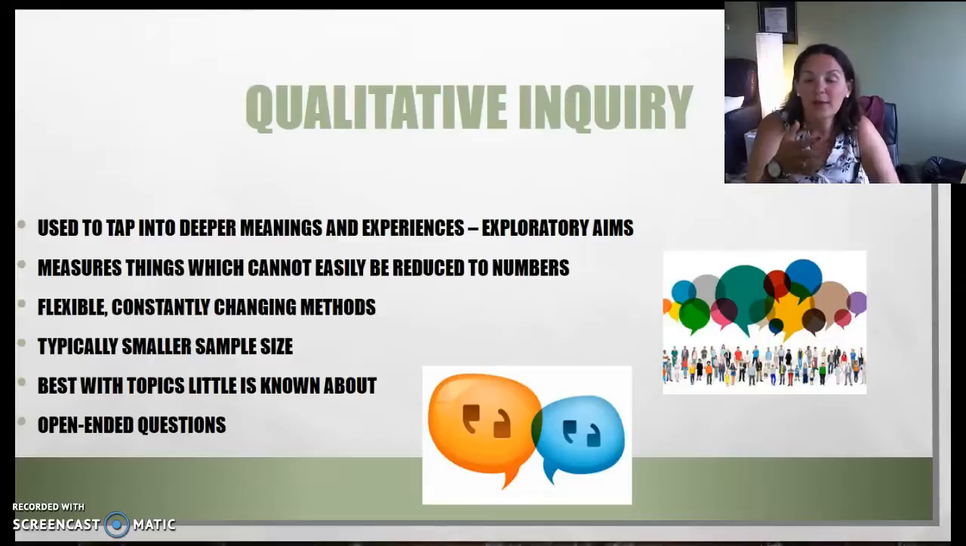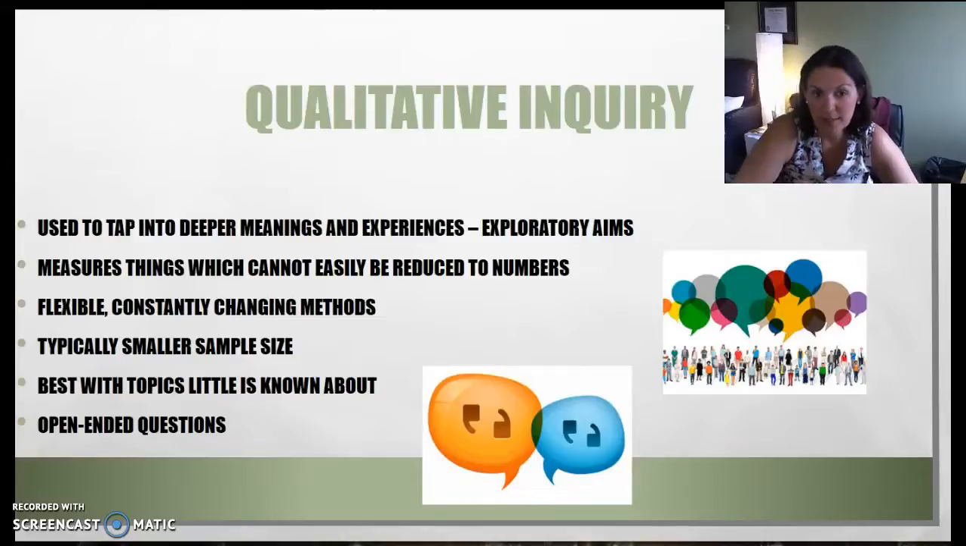Qualitative inquiry is often used to measure things that can't be reduced to numbers. You'll see when we start talking about research questions that qualitative research is used when you want to understand the experience that someone is having, and that experience can't necessarily be put into boxes and categories. It's flexible, it's constantly changing.